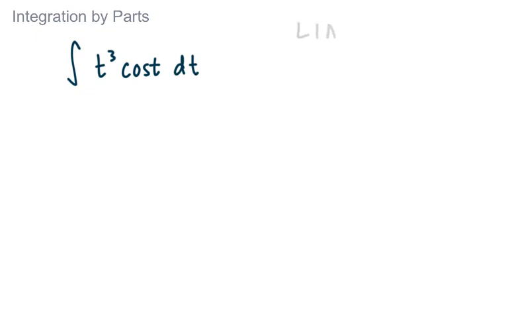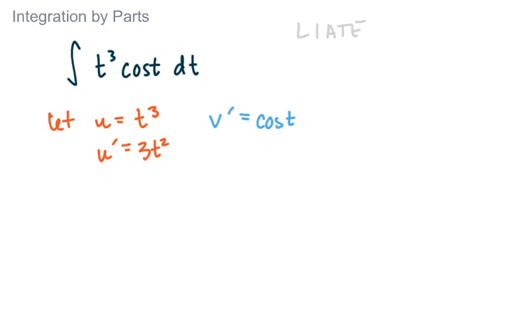So I'll look at this, I think about LIATE, if I want to use integration by parts. How am I going to choose my U? And since algebra comes before trig, I'm going to let t cubed be my U. So I'll say let U equal t cubed. And then we'll say v prime is cosine t. So U prime is 3t squared. And then the integral of cosine is the sine of t.